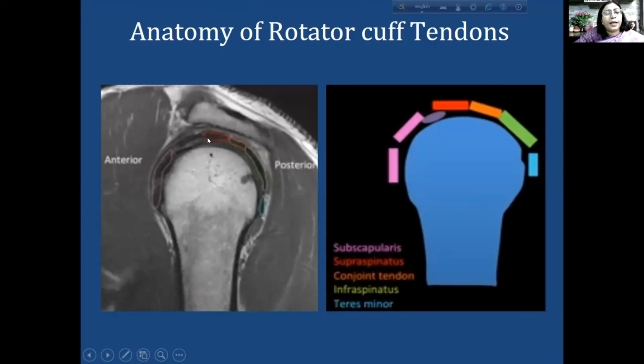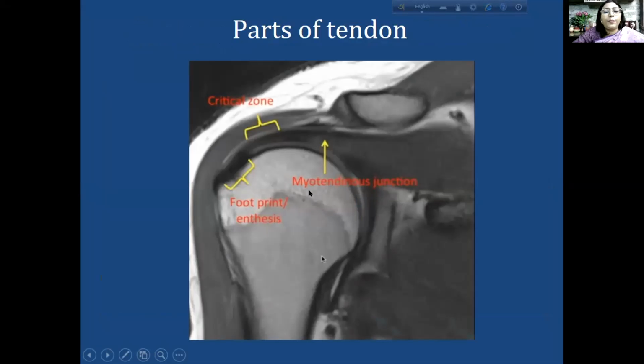If we go a little bit laterally from the acromioclavicular joint, at 12 o'clock position, there is the supraspinatus tendon, and posteriorly inferiorly there is infraspinatus, below which there is teres minor, and in between the two there is the conjoint tendon, where the supraspinatus and infraspinatus tendon fibers interdigitate. Anteriorly, this is the biceps, and below which anteriorly there is the subscapularis muscle, which functionally has two parts.